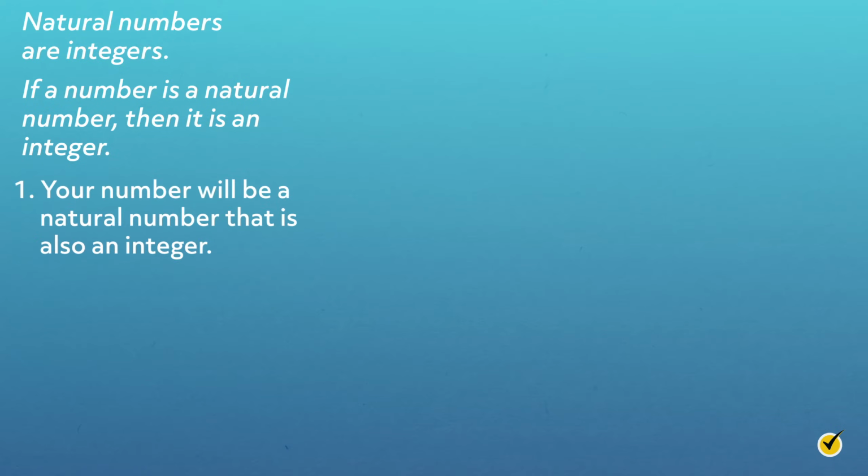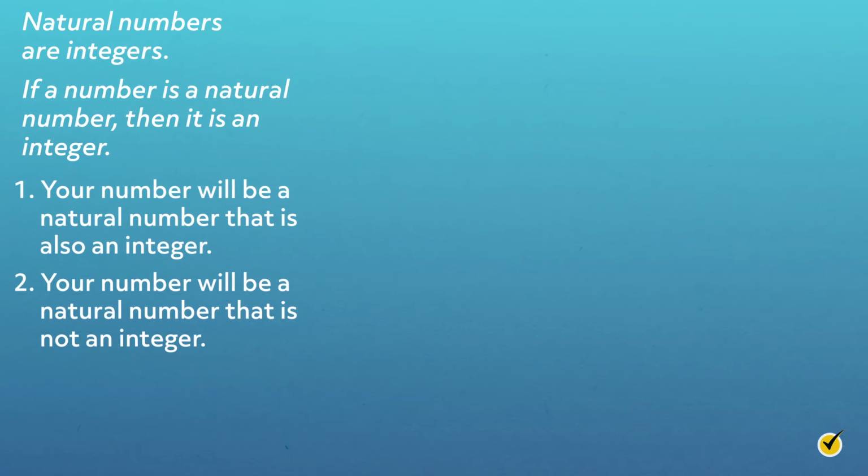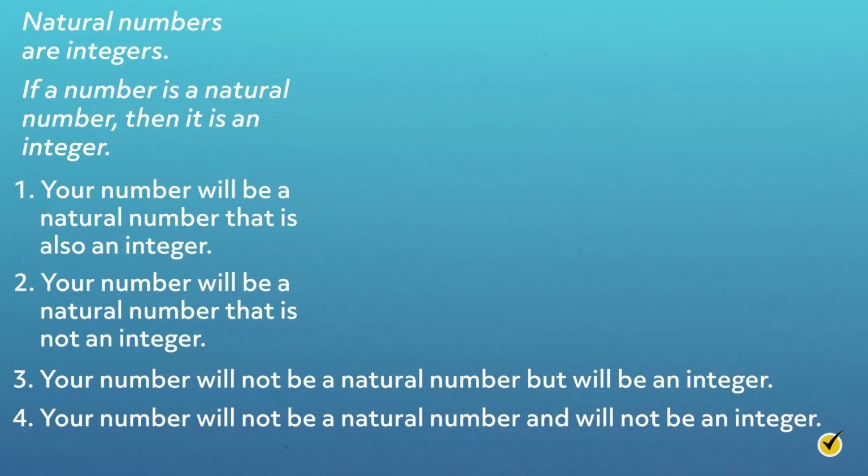Your number will be a natural number that is also an integer. Your number will be a natural number that is not an integer. Your number will not be a natural number but will be an integer. Or your number will not be a natural number and will not be an integer.